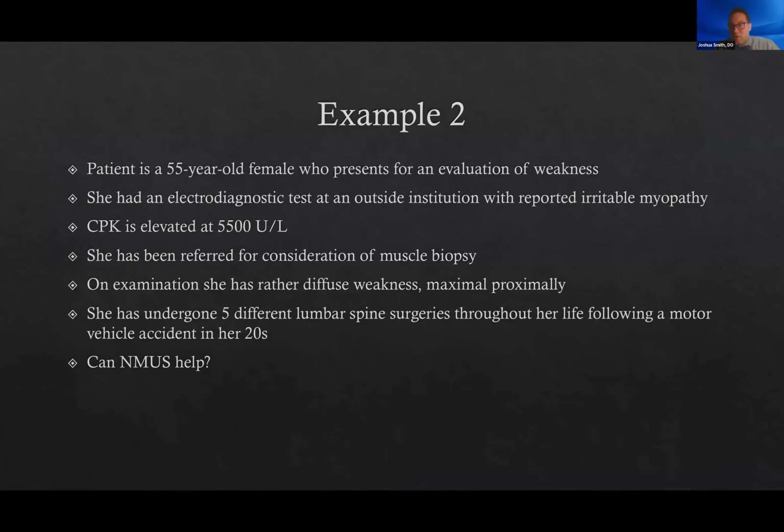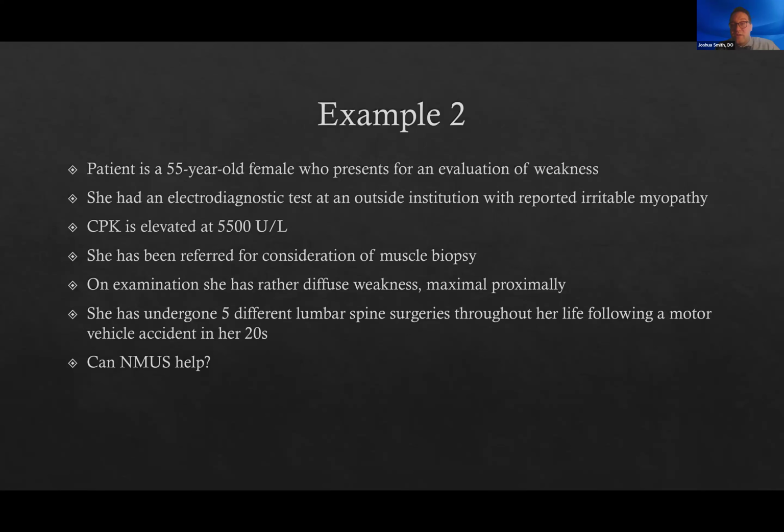So let's move on to the muscle example. Your patient is a 55-year-old female who presents in the clinic for an evaluation of weakness. She had electrodiagnostic testing at an outside institution and it reported an irritable myopathy. Her CPK is elevated at 5,500 units per liter, and she's been referred because they think she needs a muscle biopsy, so she comes for neuromuscular consultation.